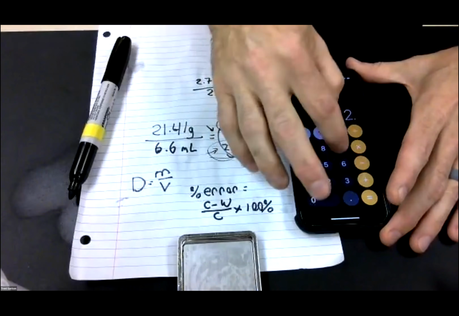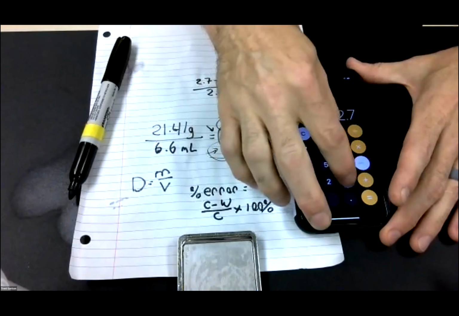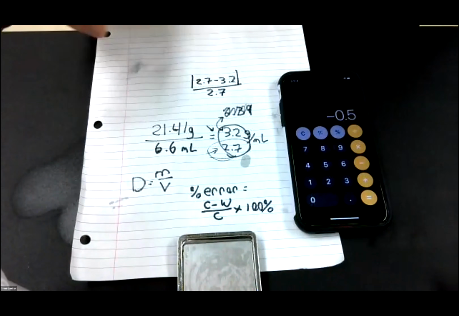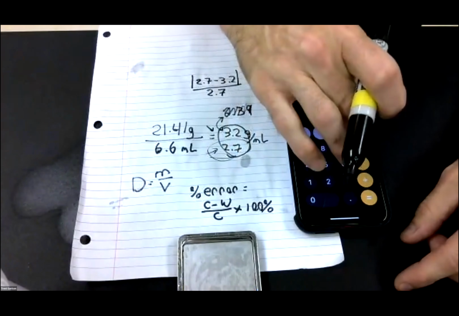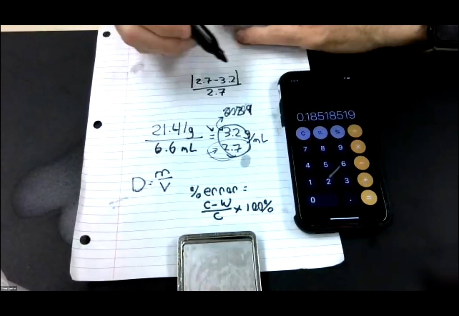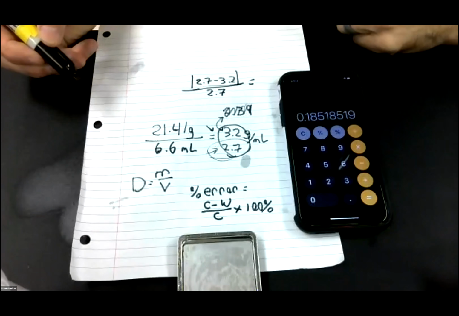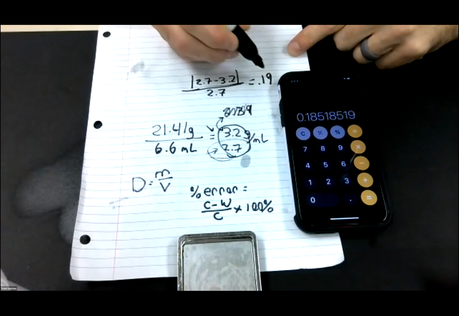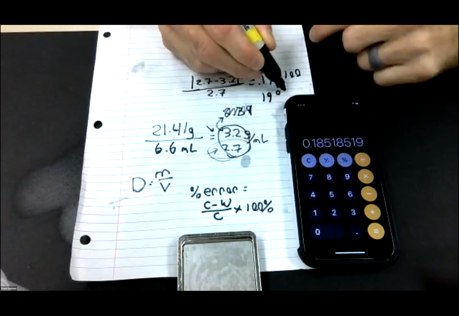So 2.7 minus 3.2. Now, this is an absolute value, so it doesn't matter that that is negative. We can turn that into a positive. But I'm going to take that now and divide it by 2.7. And what I end up with, again, is a series of numbers. But how many significant figures am I allowed to use? Only 2. So my answer is 0.19, multiply it by 100, and what I get is 19% error.